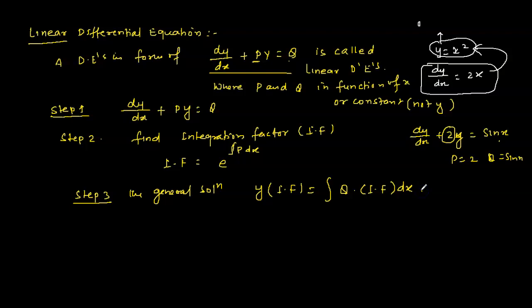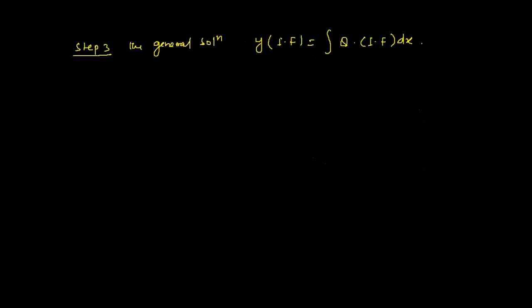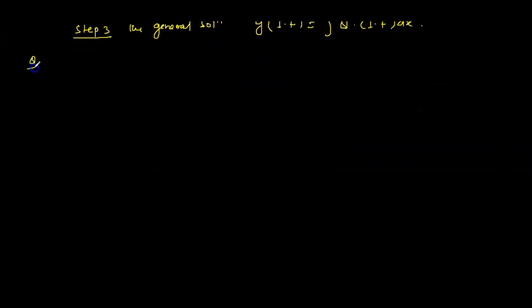Getting here? Yes, sir. I will tell you an example, then you will understand better. So now keep this in mind. See here, if the next question is given: (x plus 1) dy by dx minus y is equal to e to the power of x times (1 plus x) whole square. Is this in the linear differential equation form?